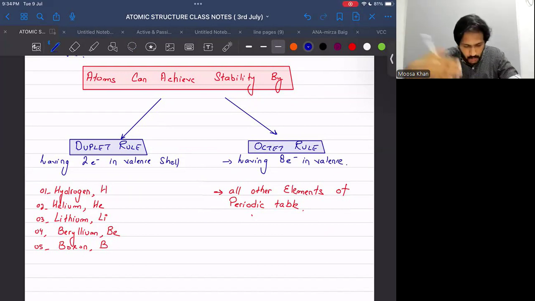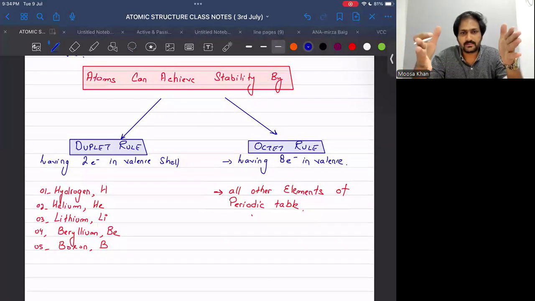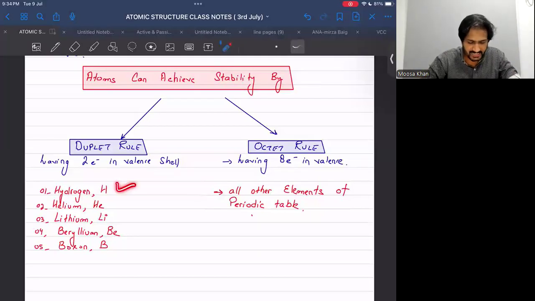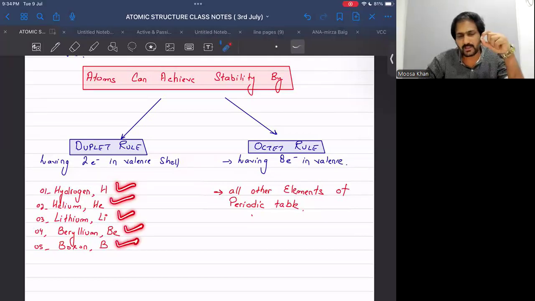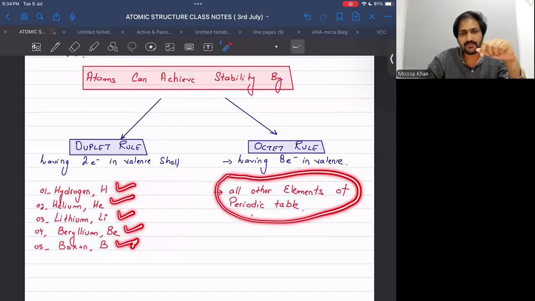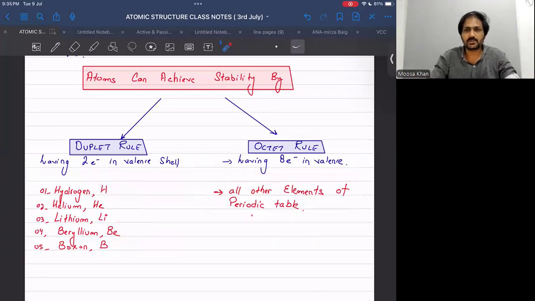Right? अब जैसे कुछ लोग होते हैं ना, कम में खुश हो जाते हैं. ठीक है, इसी तरह से we have few elements like hydrogen, helium, lithium, beryllium and boron. These are the first 5 elements of the periodic table. They get stable by just having 2 electrons in their valence shell. Rest of all other elements of the periodic table need to have 8 electrons in their valence shell to get stable. Right? यहाँ तक clear है? Any questions so far? आगे बढ़े हम? चलो.